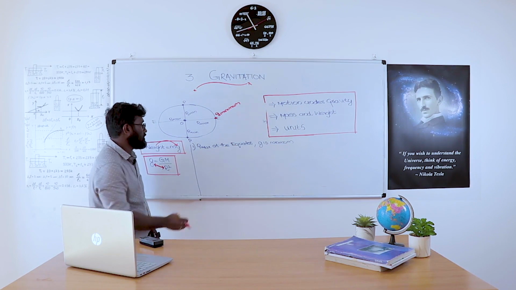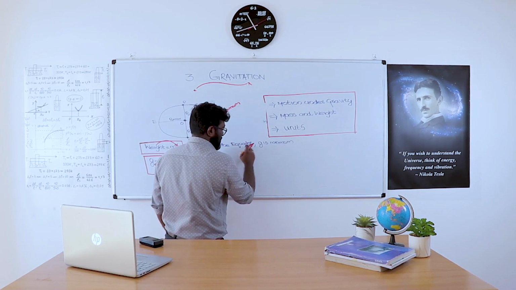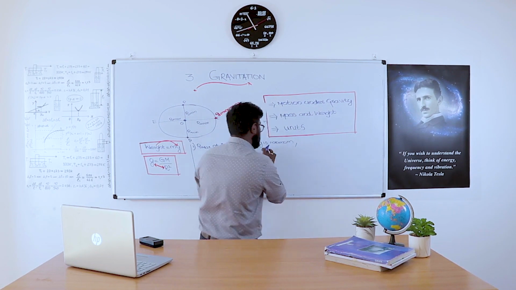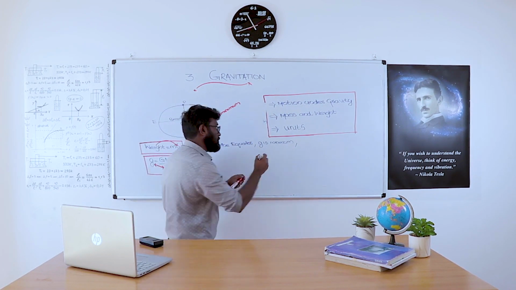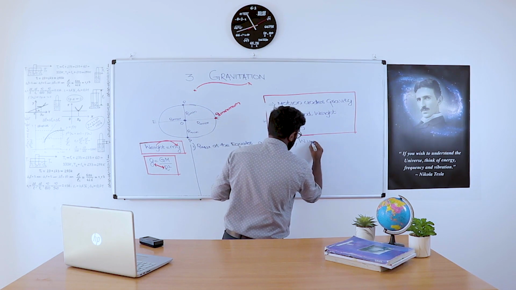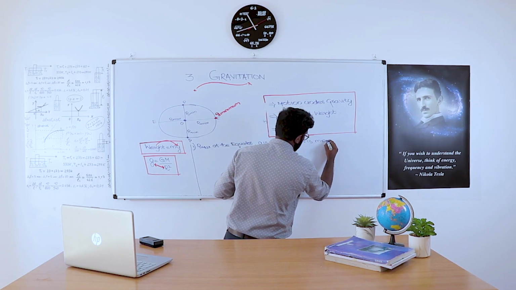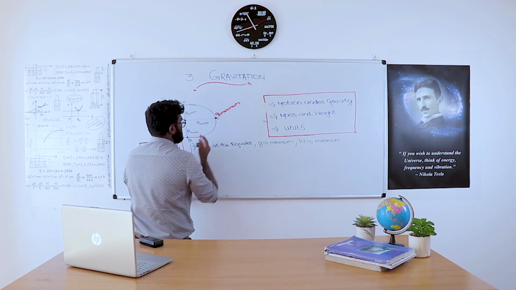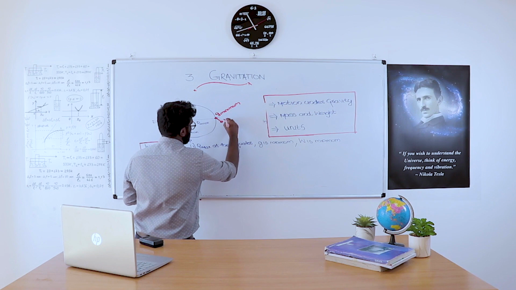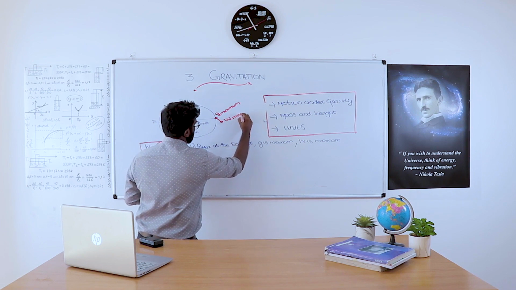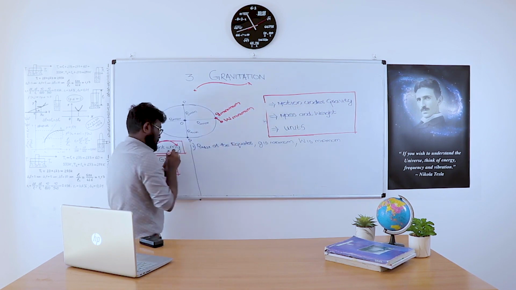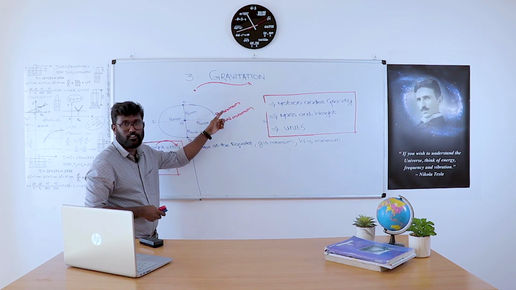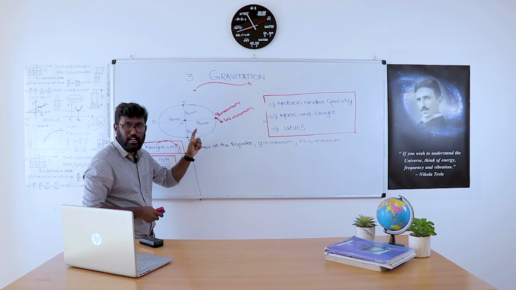Weight also increases. So here R is maximum at the equator, G is minimum. And what about weight? When G is minimum, weight is also minimum. W is minimum, right? So here at the equator, weight is minimum. So the quantity R is responsible for all these things. R is maximum at the equator.